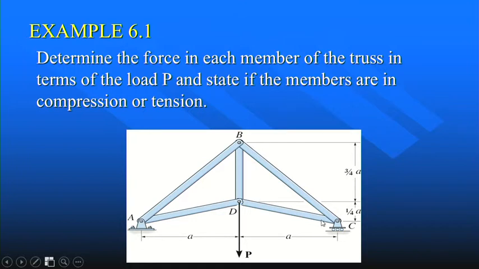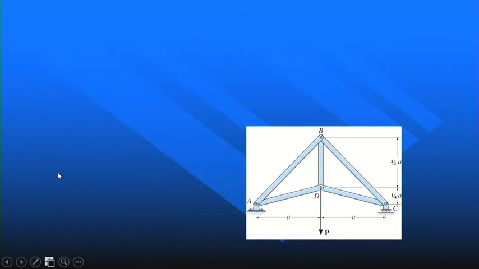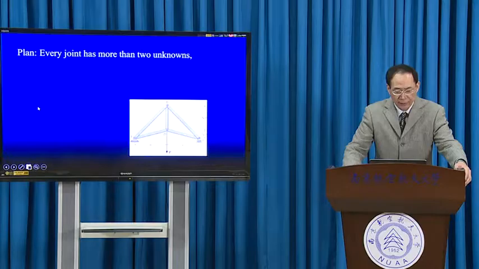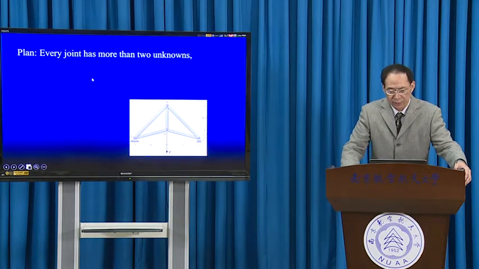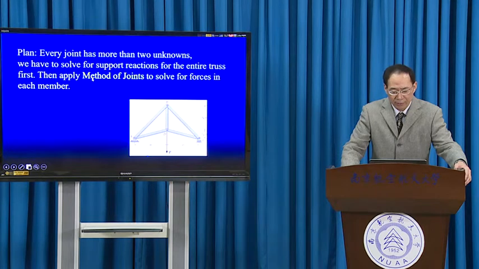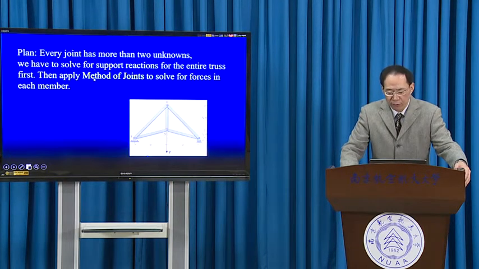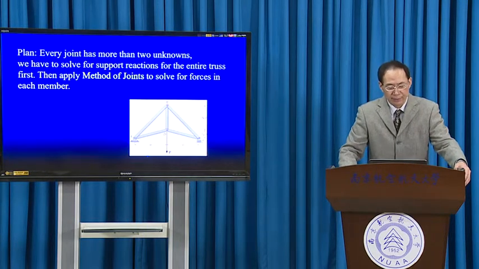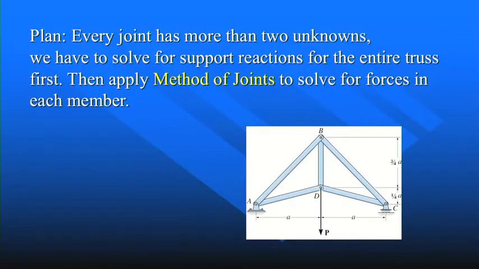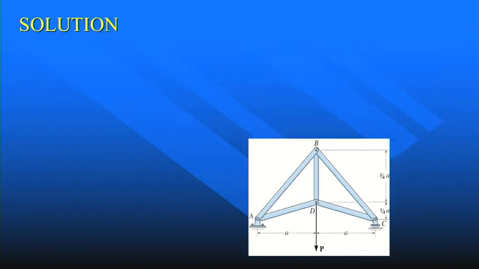According to the procedures we have just discussed, we can follow this procedure. Plan. Every joint has more than 2 unknowns. So we have to solve for support reactions for the entire truss first, then apply method of joints to solve for forces in each member. Solution.